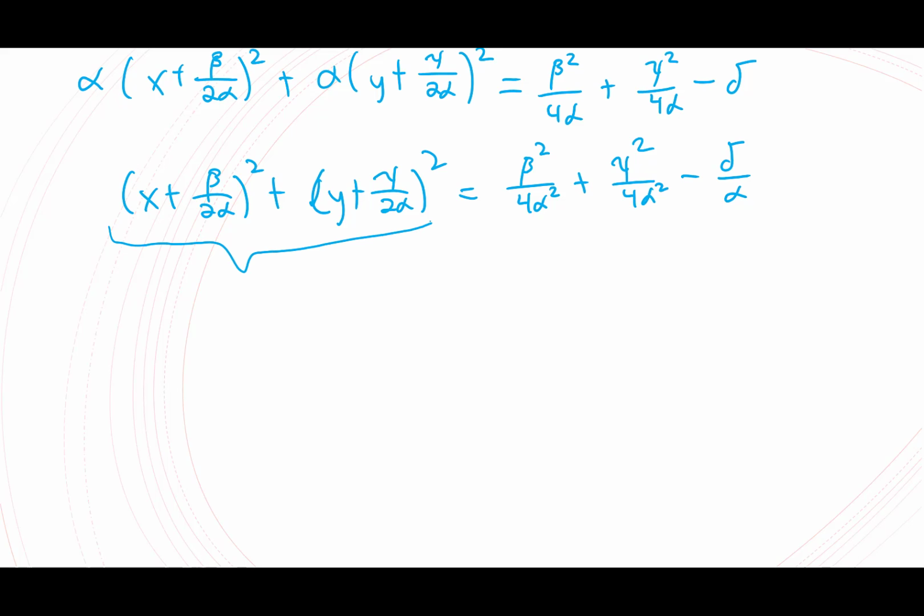Remember, we're trying to get the equation of a circle, right? That's exactly what we want. Now, the right-hand side, remember, we want something that's like an r squared, right? So let's combine all these things and make sure we get it into one number.